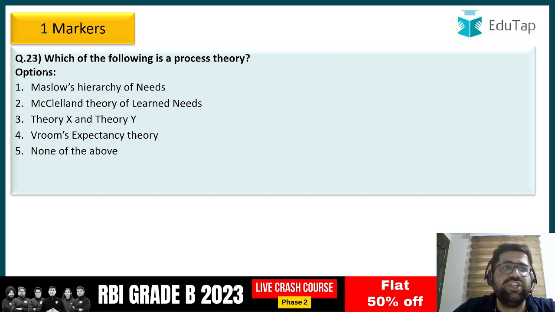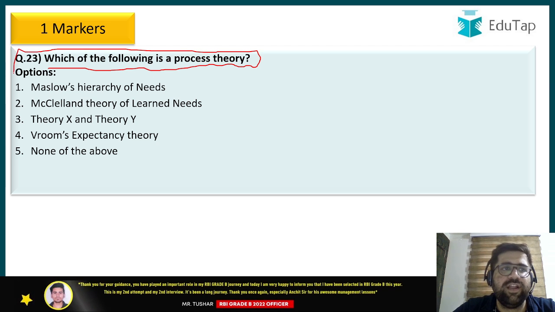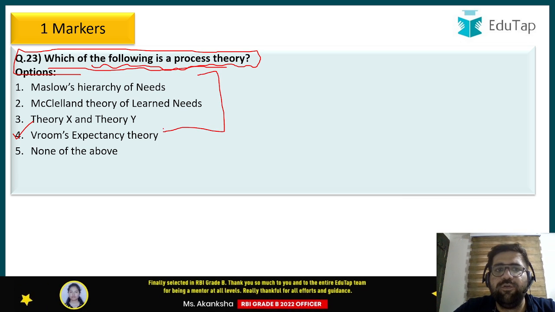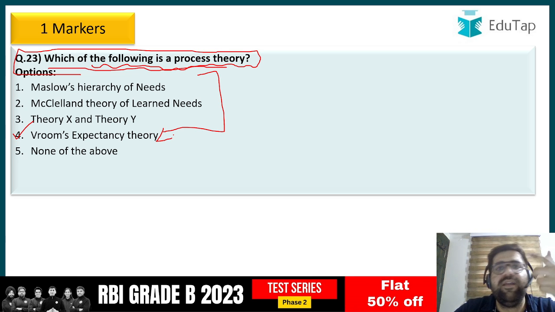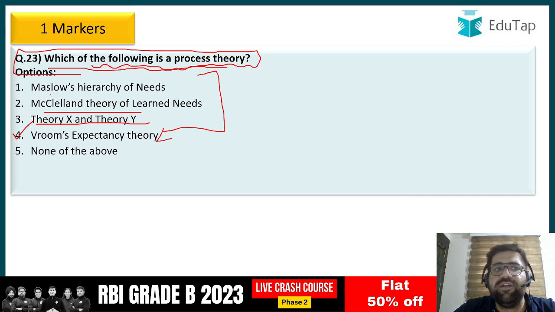Chaliye. Question number 23. Which of the following is a process theory? I don't think you will get an easier question than this. The correct answer is Vroom expectancy theory, because which of the following is a process theory was asked. Now, in your course, there are only 2 theories mentioned regarding process: Vroom and Adams equity theory, right? So, therefore, the correct answer will be Vroom expectancy theory. Theory X and theory Y, McClelland theory, Maslow, they all are content-based theories.